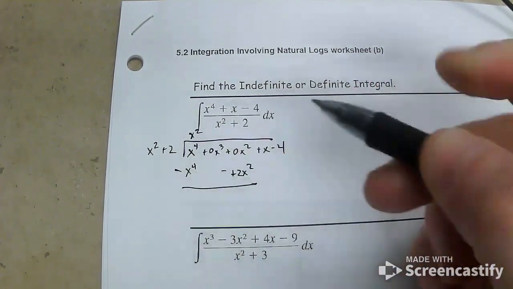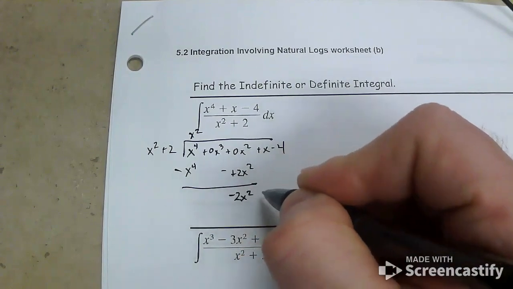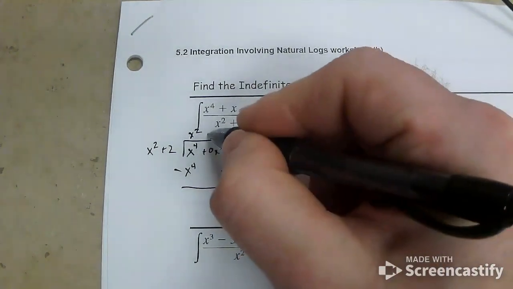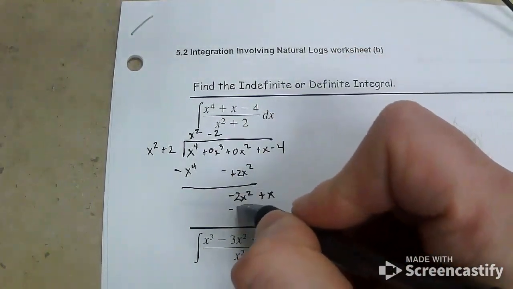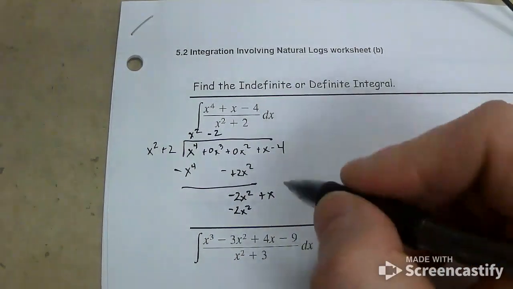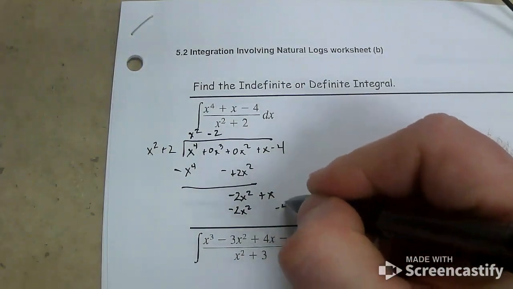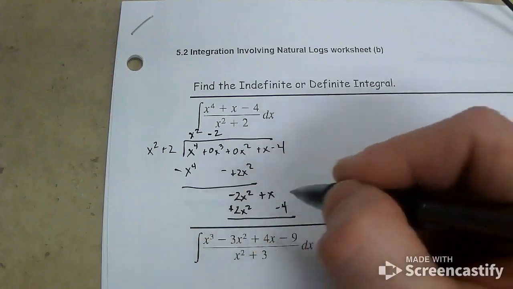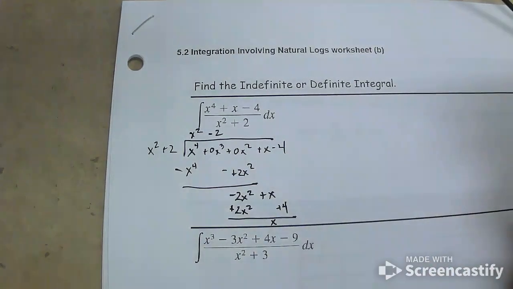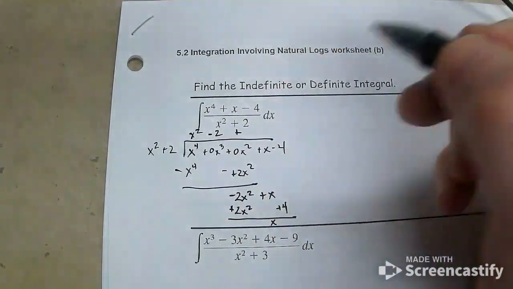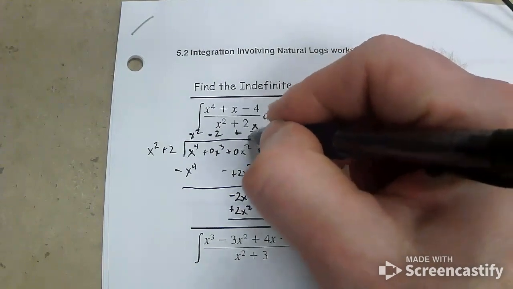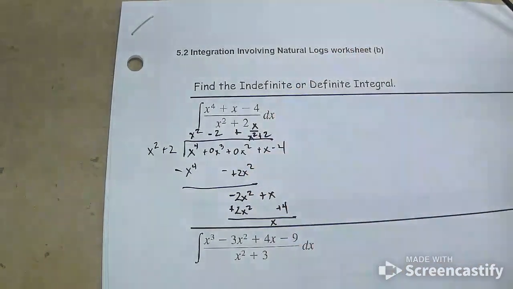But I'm going to subtract these. So this will be negative 2x squared plus x. So I multiply by negative 2 to get me the negative 2x squared. And that'll be minus 4. But in reality, I'm going to be adding that. So I'm going to be left with x there. So that's going to be my remainder, plus x over x squared plus 2.